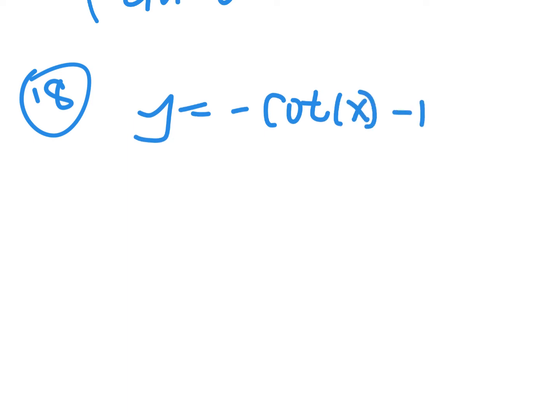Would you agree that this part right here is going to flip it over? Whatever the graph is, it's going to flip it. Does that make sense to you? Okay. And do you agree that this is going to take whatever the graph is and move it all down 1? That makes sense? No matter what it was, it's just going to move it all down 1. So then what is cotangent?